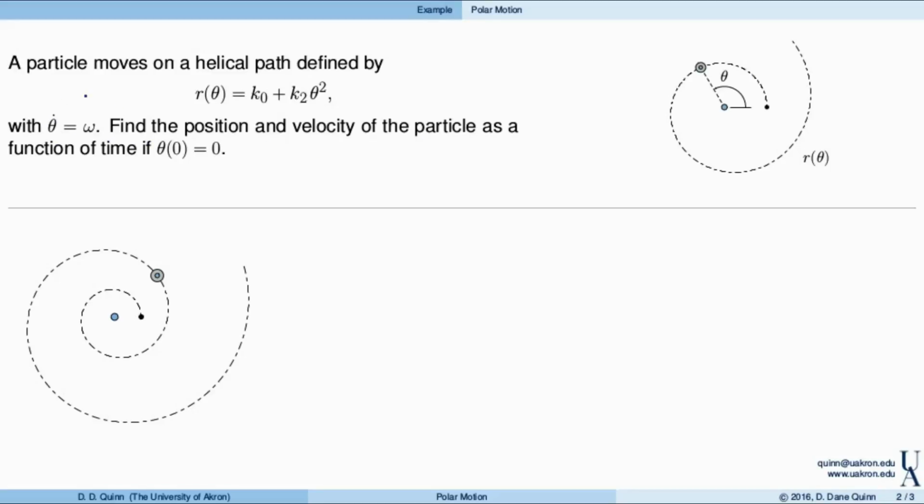Now, if the angular velocity is constant, so theta dot is omega, I'd like to find the position and velocity of the particle as a function of time. And in addition, we'll assume that the initial angle is 0.